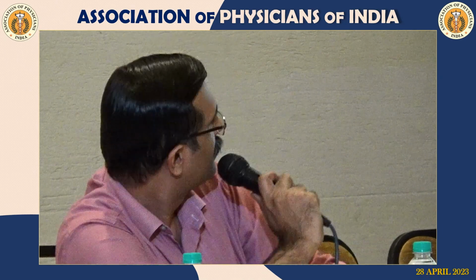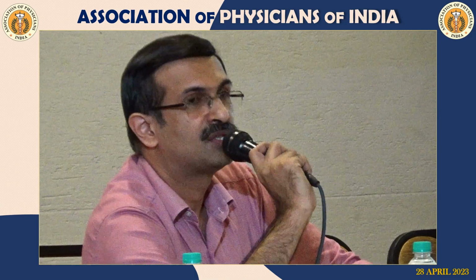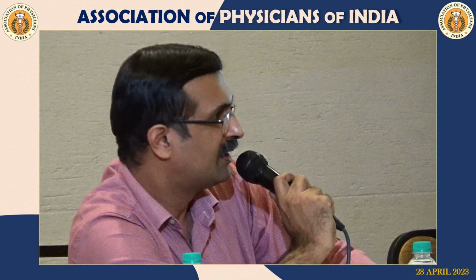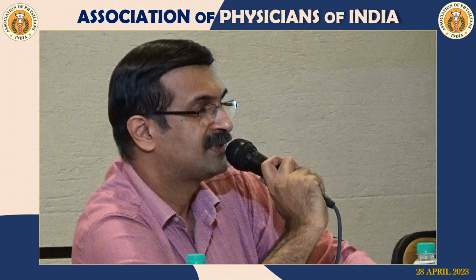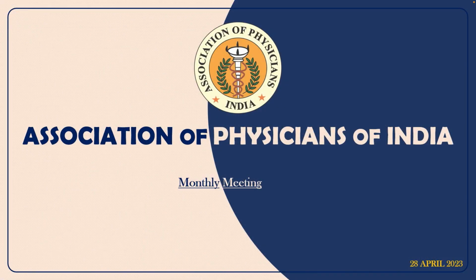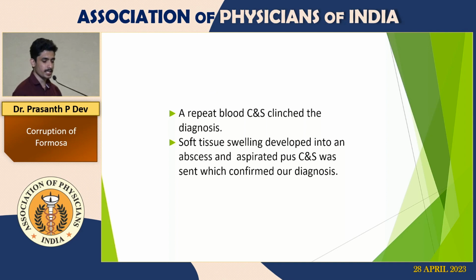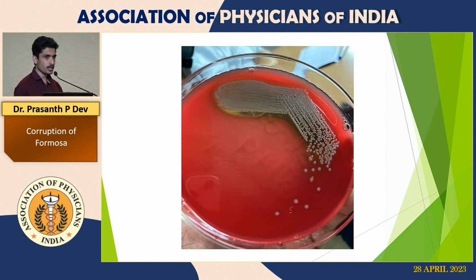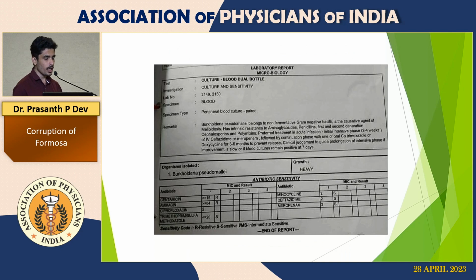And later, a soft tissue swelling on the lower limb developed into an abscess, and pus culture also confirmed the diagnosis. So a repeat blood culture and sensitivity was sent, which clinched the diagnosis. The soft tissue swelling also developed into an abscess, and aspirated pus culture and sensitivity was sent, which confirmed the diagnosis again. On culture, we obtained a cornflower head appearance, which was suggestive of Burkholderia pseudomallei infection, heavy growth, suggestive of melioidosis in this patient.